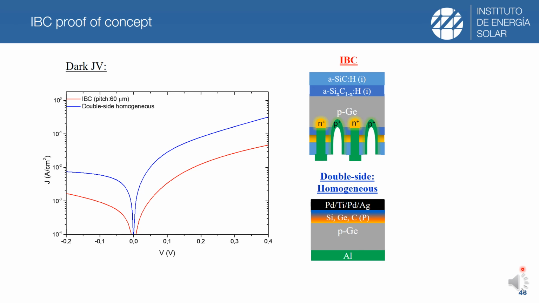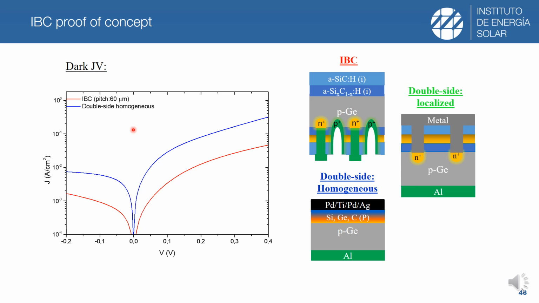And well, if we analyze the dark IV curve of the IBC first prototype, as compared with the double side homogeneous diode achieved by laser irradiation, you can see that we have already achieved a considerable reduction of the leakage current and the recombination and shunting in the case of the IBC cell, and this is most probably related with a lower laser irradiated area.